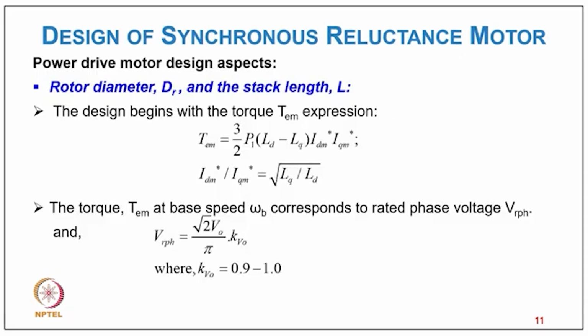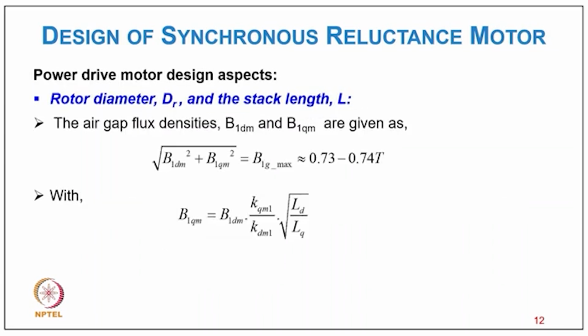Now, coming to the rotor diameter Dr and the stack length L. Design begins with the torque Tm expression. Tm equal to 3 by 2 p1 (Ld minus Lq) into Idm star and Iqm star, where Idm star upon Iqm star equal to square root of Lq upon Ld, and the torque Tm at base speed omega b corresponds to the rated phase voltage, that is Vr per phase. So, Vr per phase equal to root 2 V0 upon pi into kV0, where kV0 varies from 0.9 to 1.